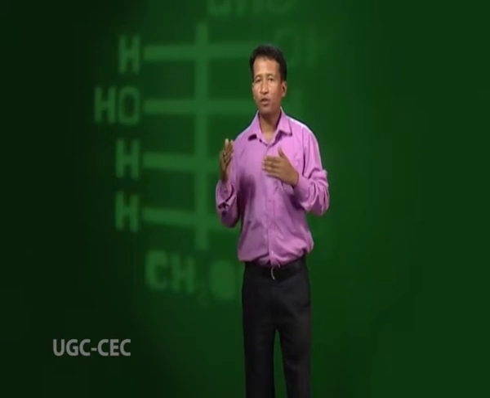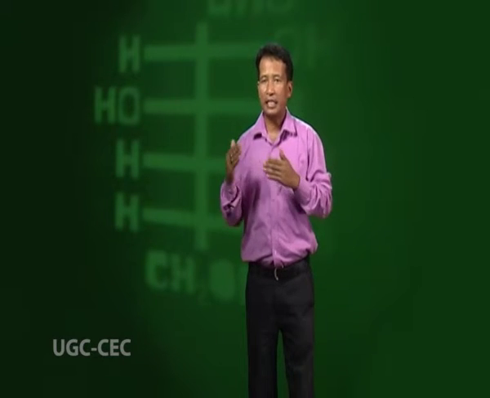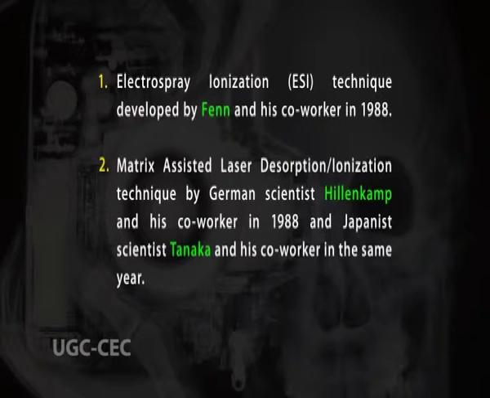With improvement in the technique, mass spectrometry made it possible to determine the mass of volatile and non-volatile compounds. However, it could not be applied to macromolecules such as protein and nucleic acid. This problem was overcome by the introduction of two methods. Number 1, the electrospray ionization technique developed by Fenn and his co-workers in the year 1988. Number 2, the matrix-assisted laser desorption ionization technique by the German scientist Hillenkamp and his co-workers in 1988, and by the Japanese scientist Tanaka and his co-workers in the same year.